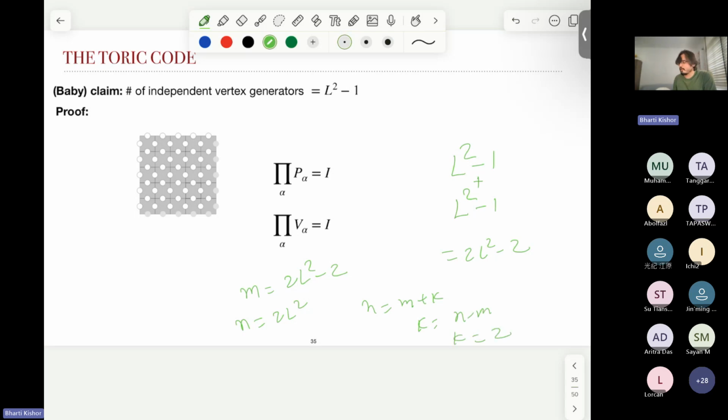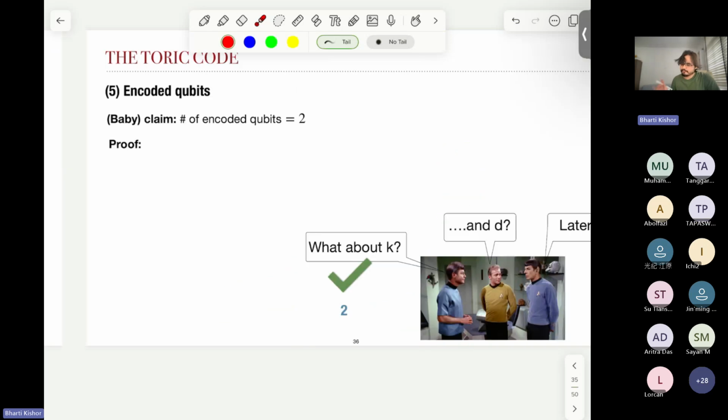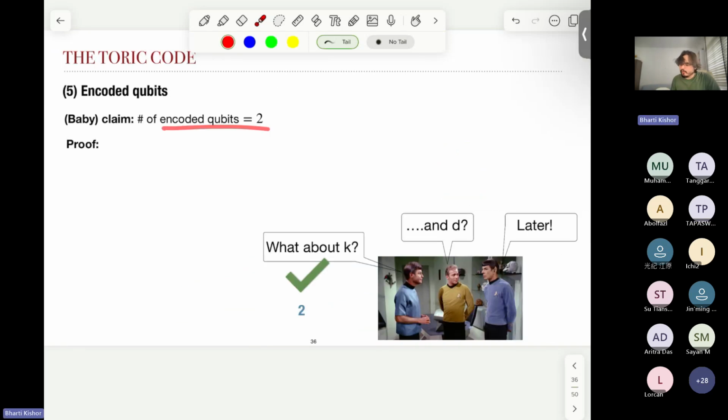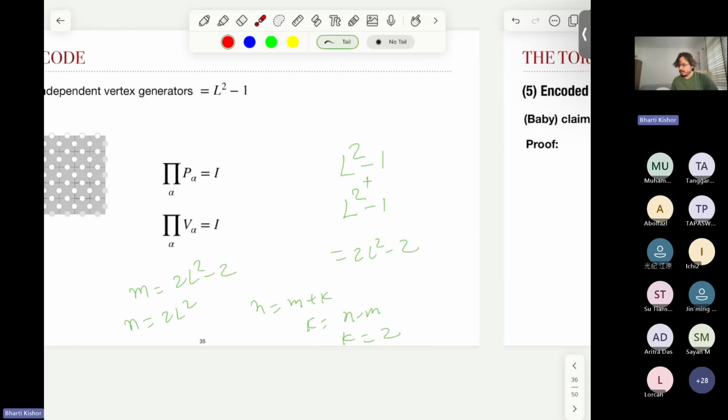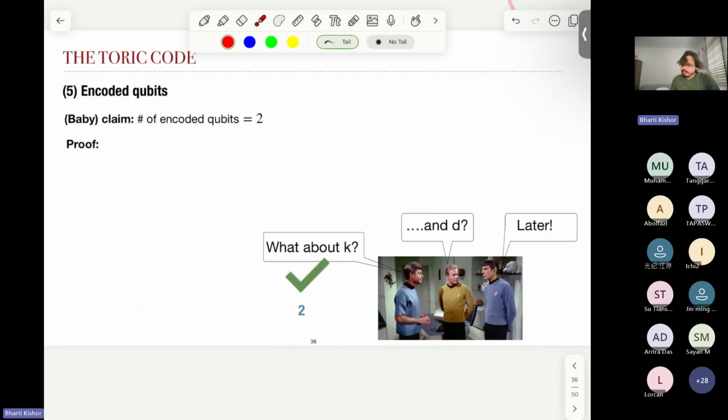So you can see that we were looking for k, and for the toric code, the total number of logical qubits that you can have is two logical qubits. So the number of encoded qubits is 2. We just saw how it's possible. Yeah. So that fixes k as 2.